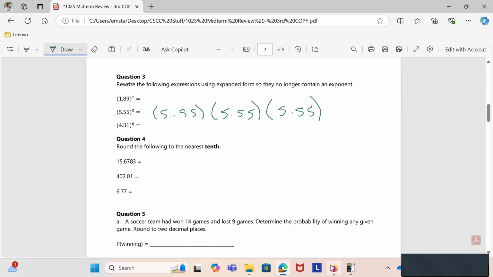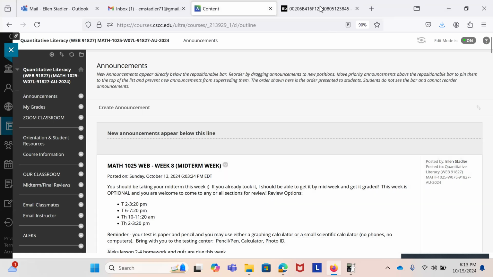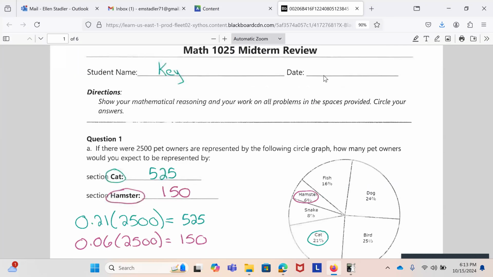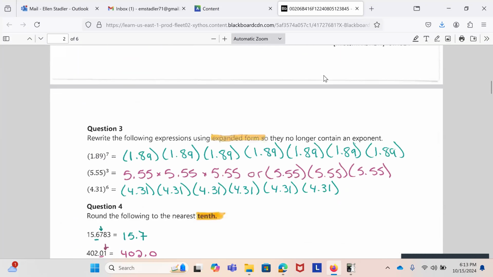All right, so for the other two in question 3, I was going to bring up the answer key. Like I said, because I wrote that one on paper pencil, and it's a lot neater. So you see in number 3, we wrote the 1.89 out 7 times. And again, I showed some different ways of writing. You can do the parentheses, you can do the X, you can use the dot if you want. A lot of people don't like the dot because it looks too much like a decimal point, but I'm okay however you want to write your multiplication. 4.31 is repeated 6 times. Any questions on number 3?